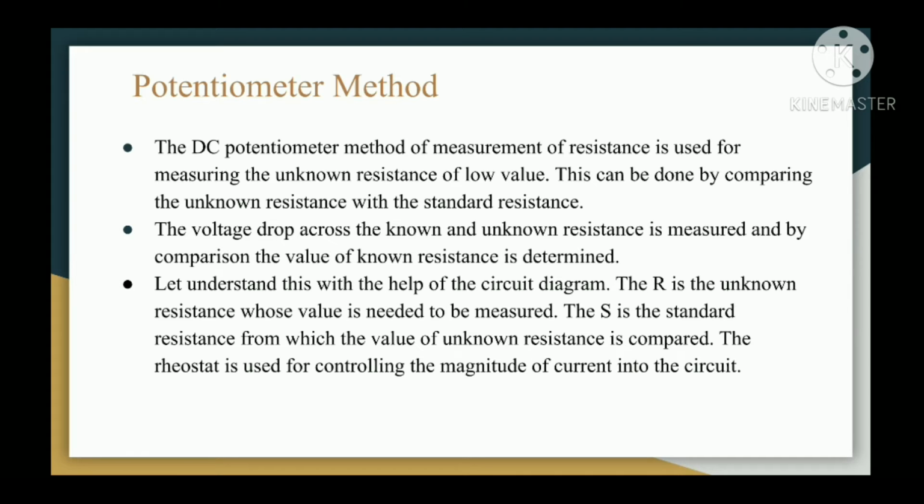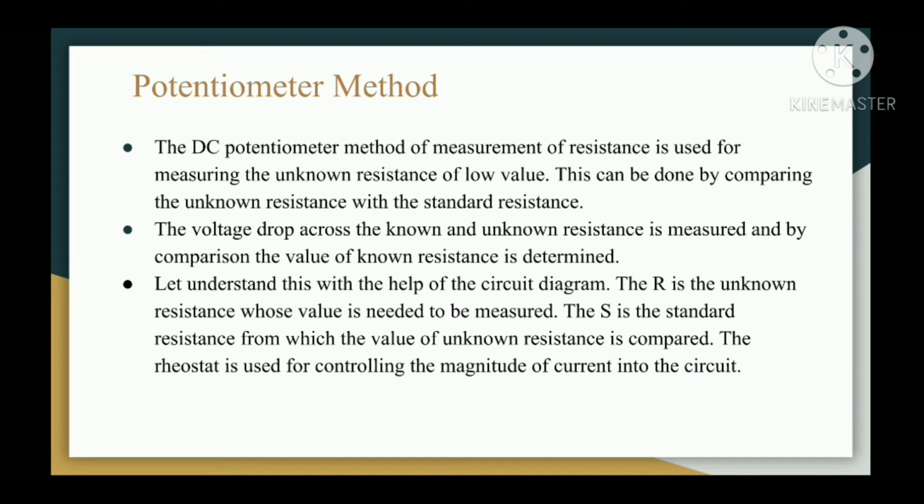The DC potentiometer method of measurement of resistance is used for measuring the unknown resistance of low value. This can be done by comparing the unknown resistance with the standard resistance. The voltage drop across the known and unknown resistance is measured, and by comparison the value of unknown resistance is determined. Let's understand this with the help of circuit diagram.